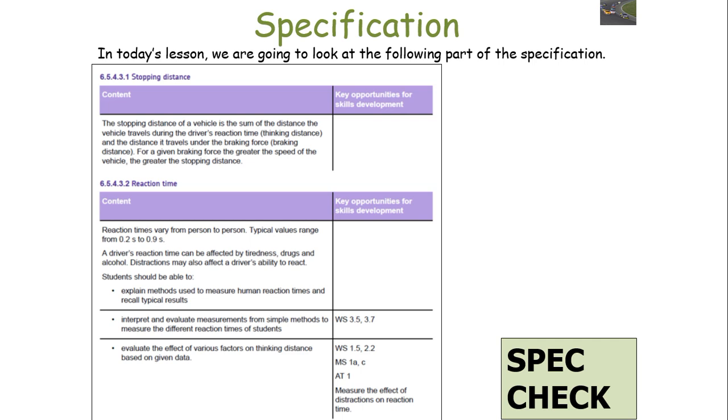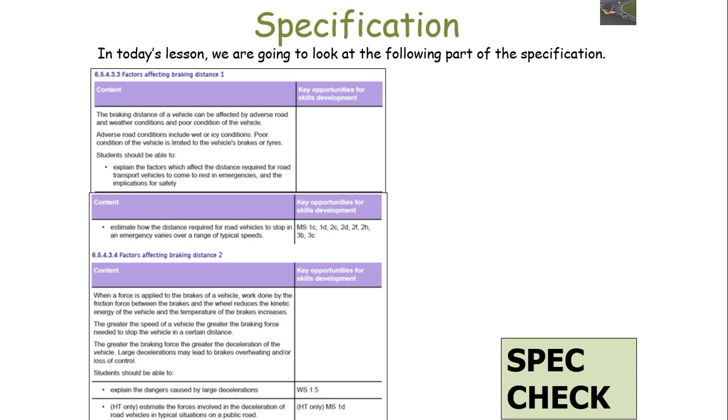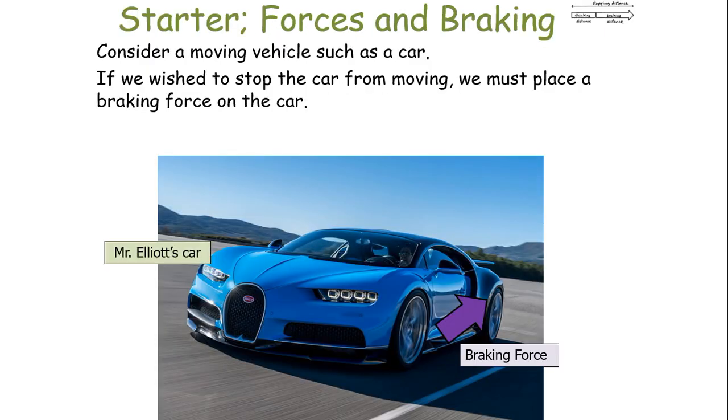Now this sits in the following part of the AQA Combined Science course for physics in the forces module. So in this lesson we're going to be focusing on stopping distance, reaction time, and the factors that affect braking distance for an object. So consider a moving vehicle such as a car.